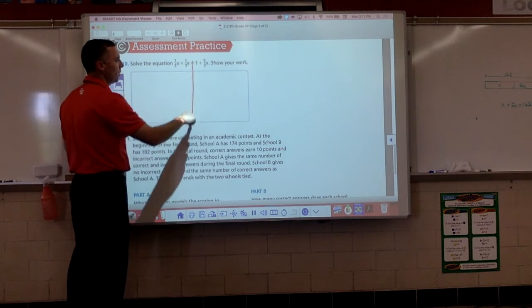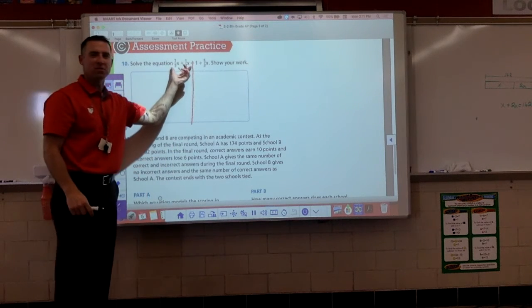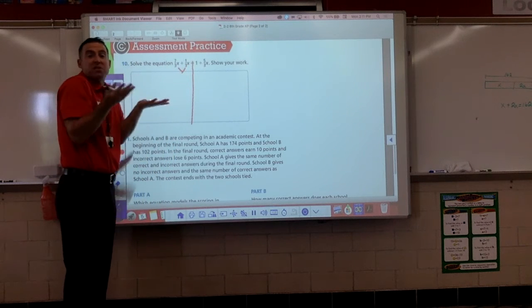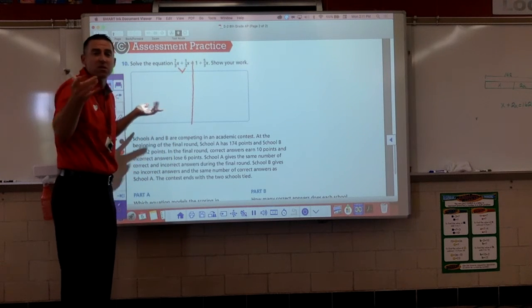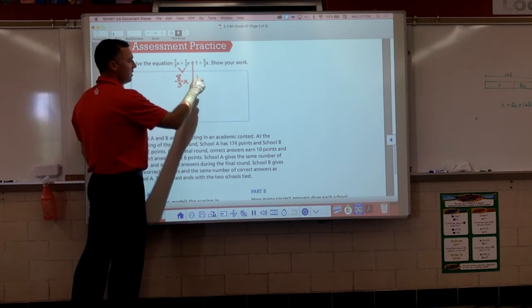Ooh, I like this one. Step 1, combine like terms over there. Why did I know to combine those like terms? Because they're on the same side and they have the same variable. So we just add or subtract, whatever it says to do, do it. In this case, we add, and that's going to be 8 over 3x.